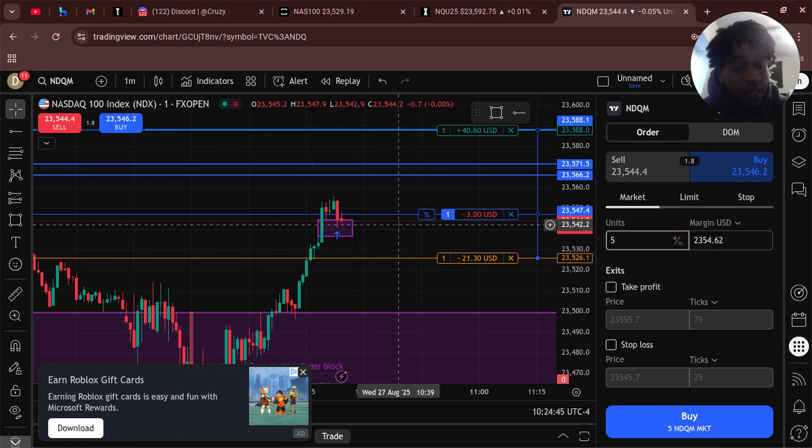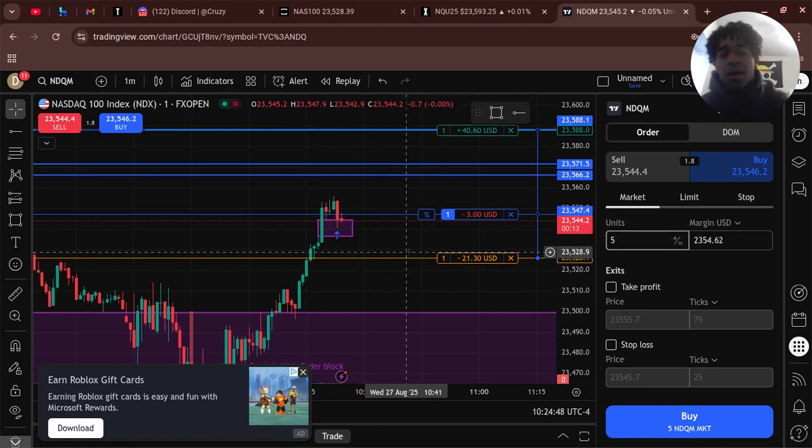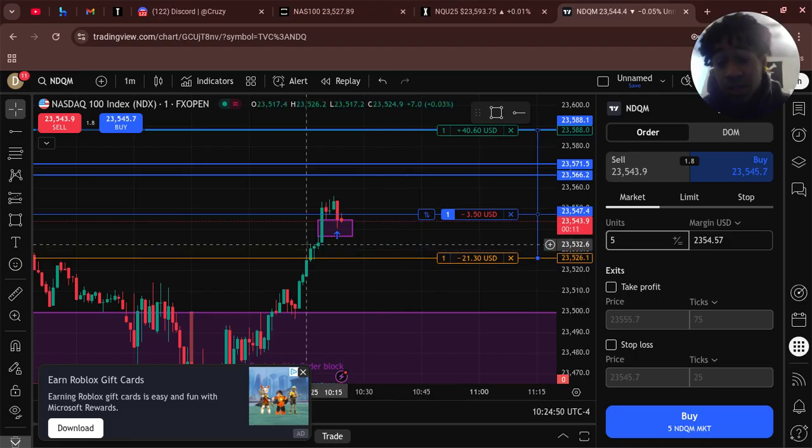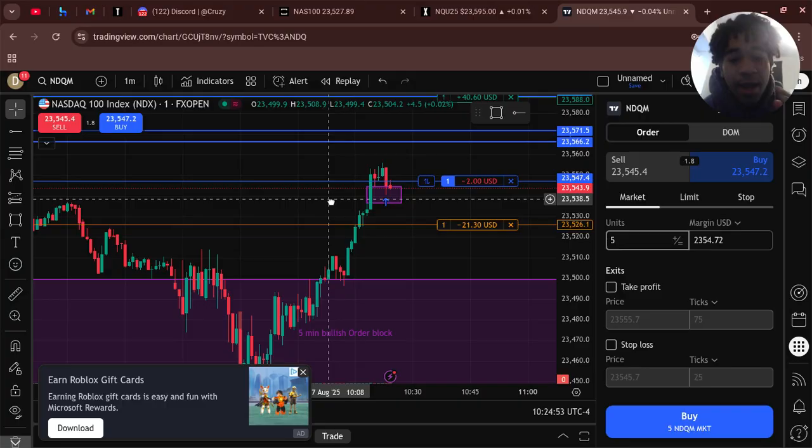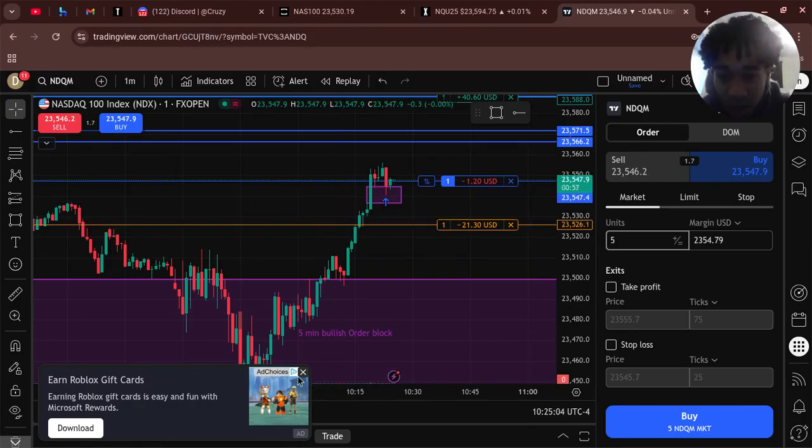Boom. Alright. So now what we do is the waiting game. Obviously, this wasn't probably the best trade, but it gives you guys an idea of how I potentially do it. Because I potentially just go off of fair value gaps and liquidity. I feel like for me, that's the easiest way. That's what I've been taught.